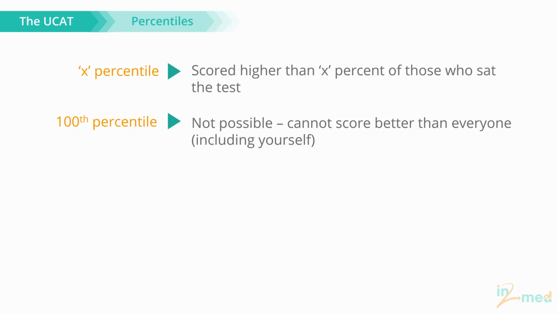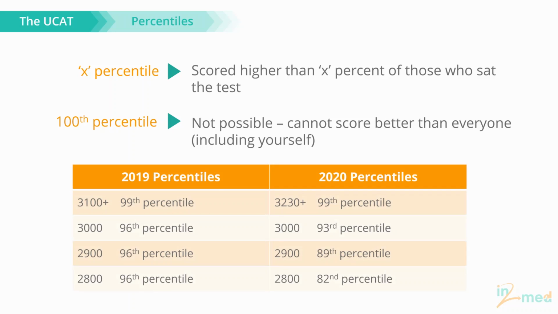It is important to remember that percentiles will change from year to year, depending on the difficulty of the test. For example, referring to the percentile comparisons for the UCAT scores from 2019 to 2020 below, we can infer that the 2019 UCAT test was more difficult than the 2020 UCAT test.